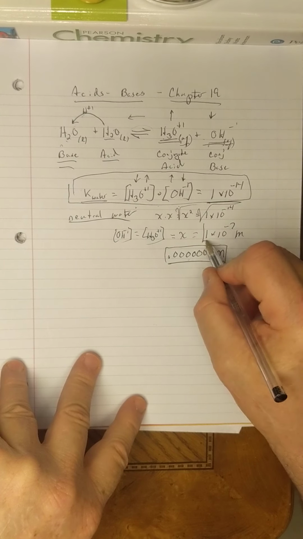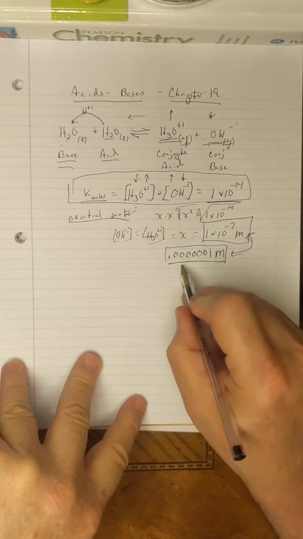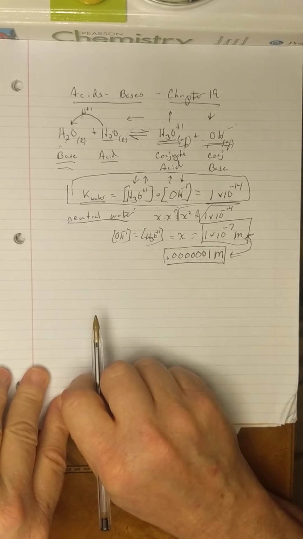So these two are the same. 1 times 10 to the negative 7 equals 0.001. So as one goes up, the other goes down.